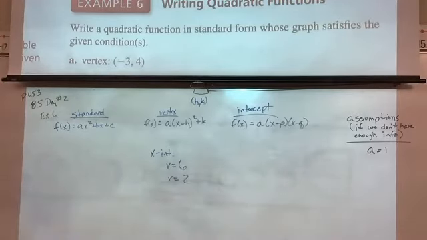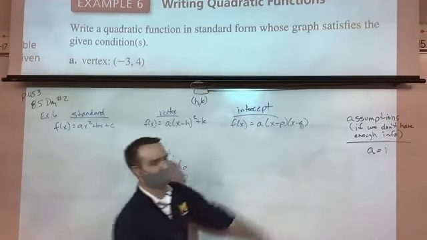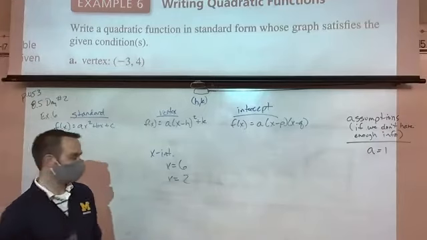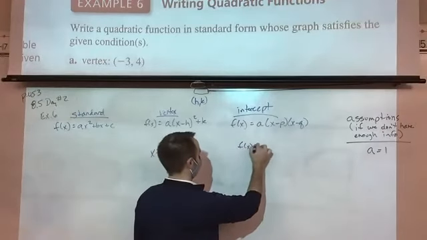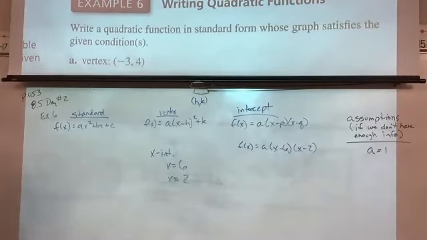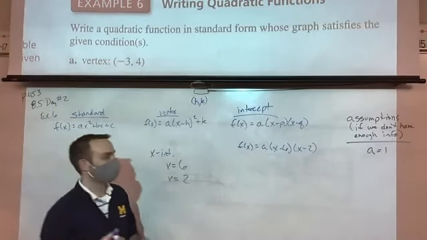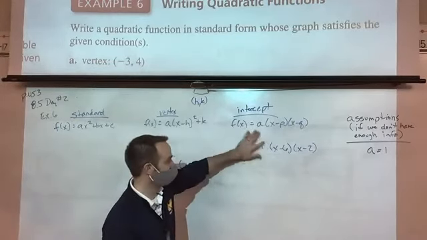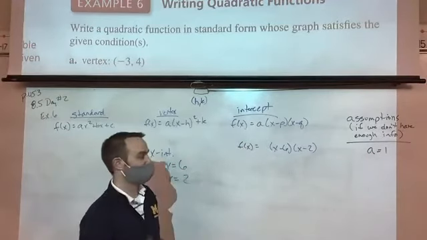Okay, if our intercepts are 6 and 2, we're using intercept form. And remember, it's x minus your intercept. So when we plug that in, we're looking at f of x is equal to a times x minus 6 and x minus 2. Did they give us any other information? We have no other way of finding a, right? So a is 1, which again means I can ignore it. If a is 1, it doesn't change anything.